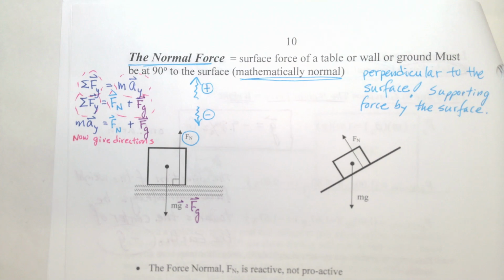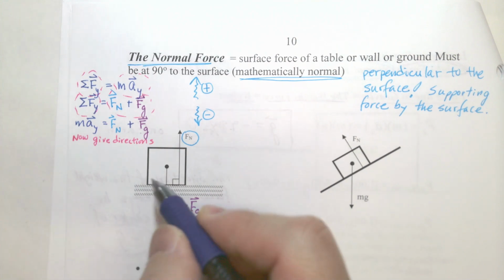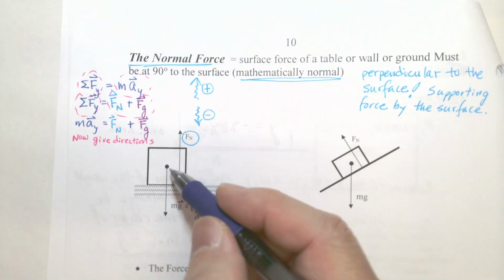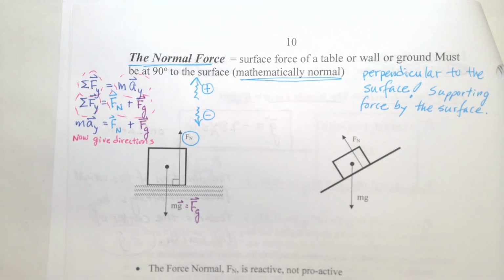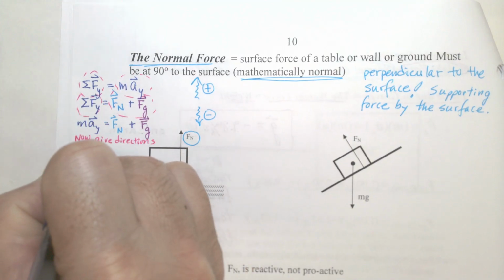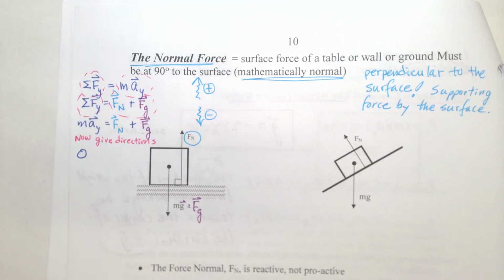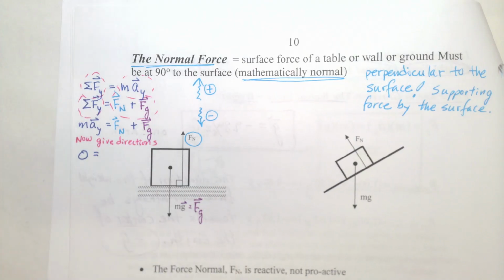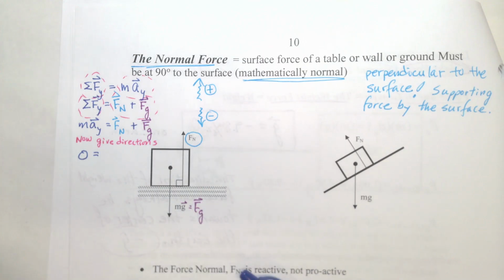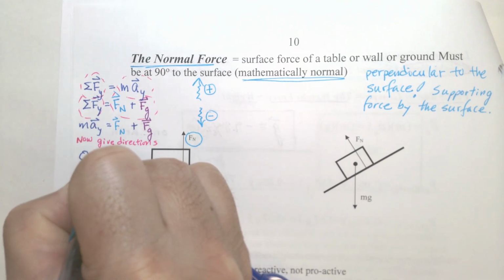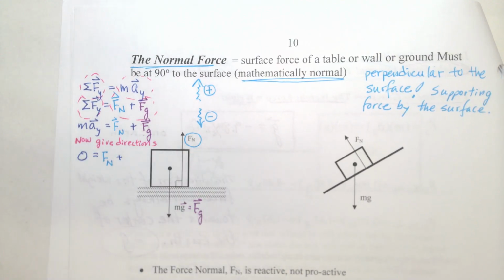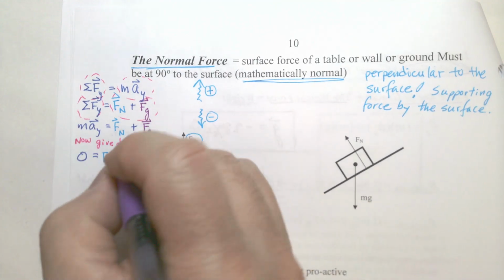Well, first of all, is this object accelerating in the y direction? Is it levitating off the surface, or is it going through the surface? And the answer is no. So my acceleration is 0. So the whole left side of the equal sign is 0. F normal, is that positive or negative? That's definitely positive. So I'm going to leave that as F normal positive. Plus Fg, what's my Fg? Is negative.